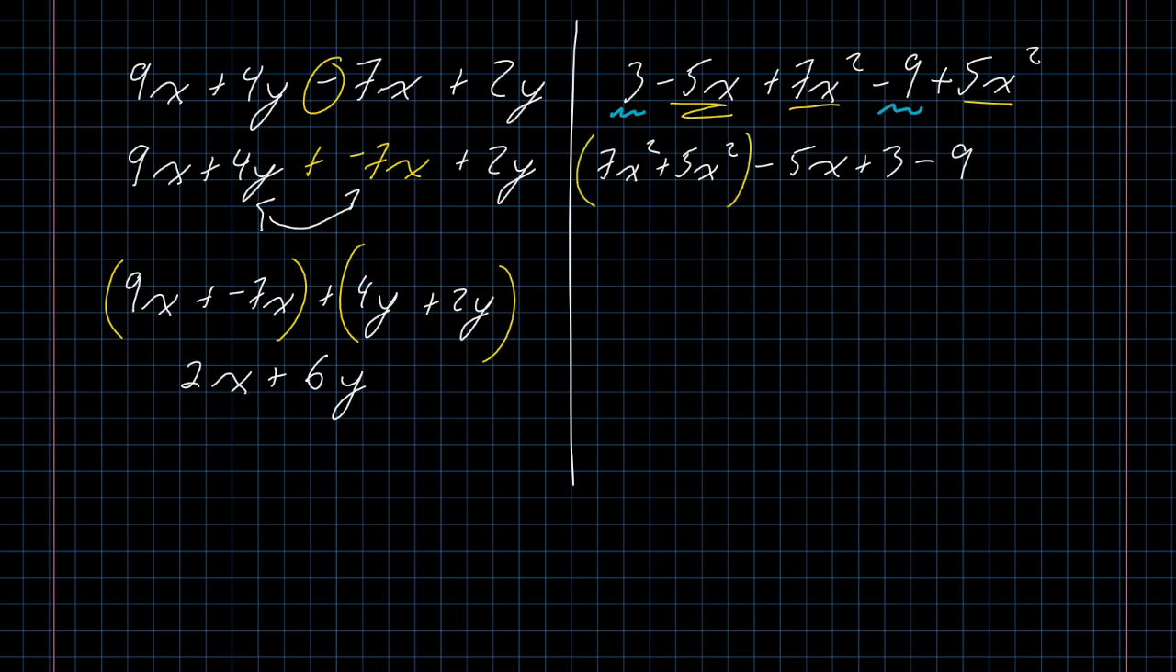Now that we've done that, we can group together these terms. We can group together these terms. I mean, I guess technically we can group that together, but there's only one thing there, so why bother? And we can combine our like terms. 7x squared plus 5x squared is 12x squared. And 3 minus 9 is negative 6.